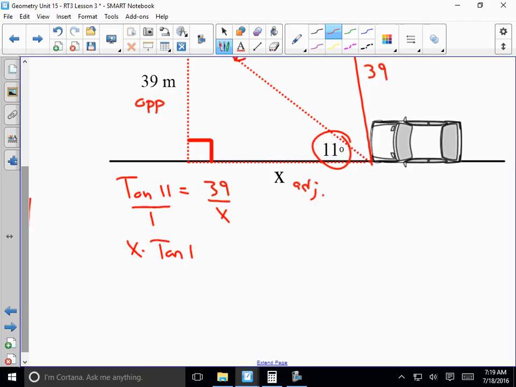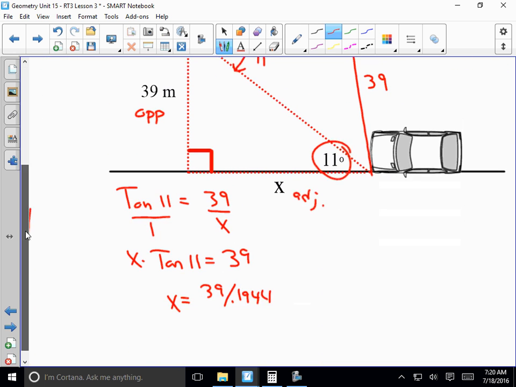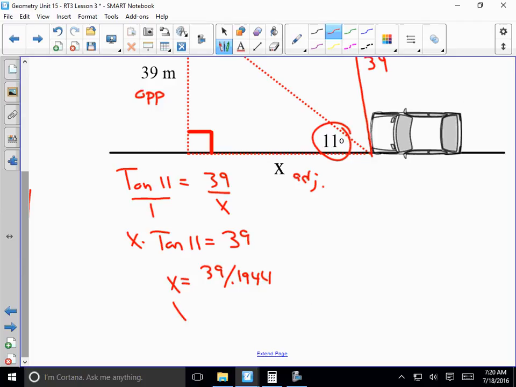x times the tangent of 11 equals 39, and we're going to divide both sides by the tangent of 11, which remember is a number, so we don't have to use tangent -1 here. Tangent of 11 degrees is an actual value, so if we want, we can use that value, 0.1944, to solve this answer. So 39 divided by 0.1944. Okay, and we get our answer. Let's see how we want this rounded. We're not given a rounding rule, so let's round it to the nearest meter. To the nearest meter, x would equal 201 meters.